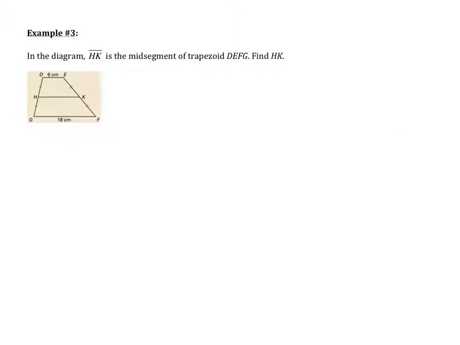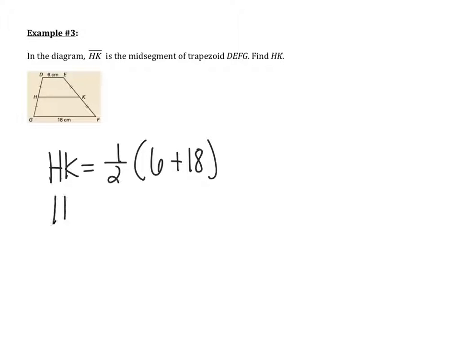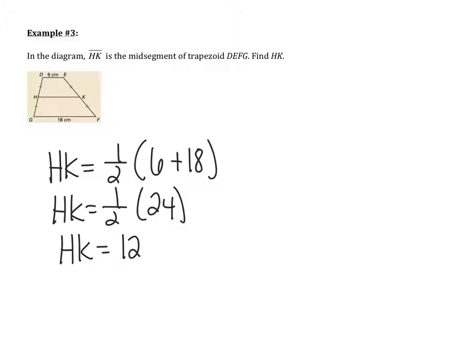In the diagram, segment HK is the mid-segment of trapezoid DEFG. Find the length of HK. So notice that they gave you that this base is 6 and this base is 18. The length of HK would be half of the sum of those two bases together. So HK would be equal to half of 24, and half of 24 is 12. So HK would be 12, and since we were given a unit here, 12 centimeters long. So again, we're just applying that theorem about the mid-segment.